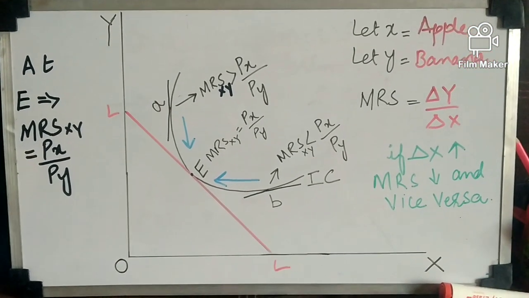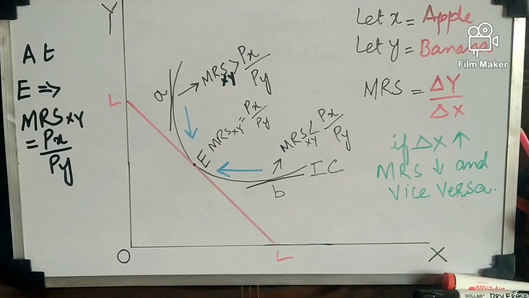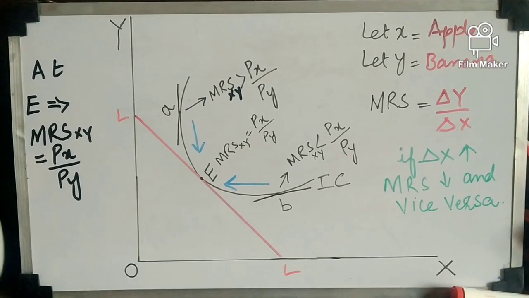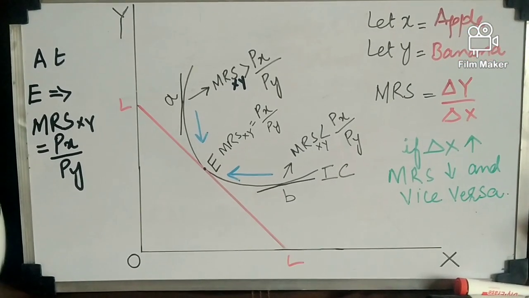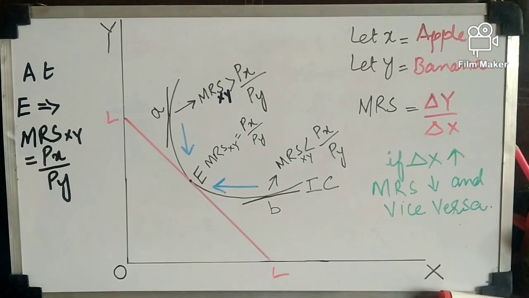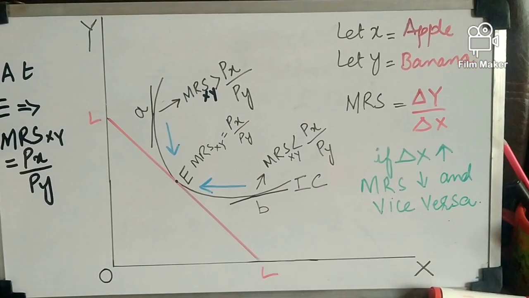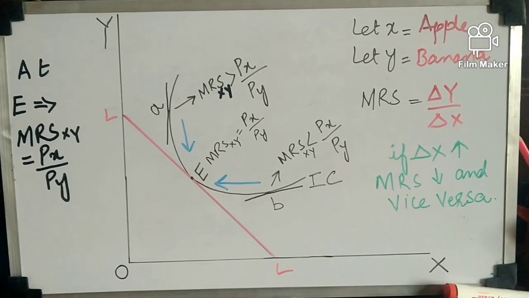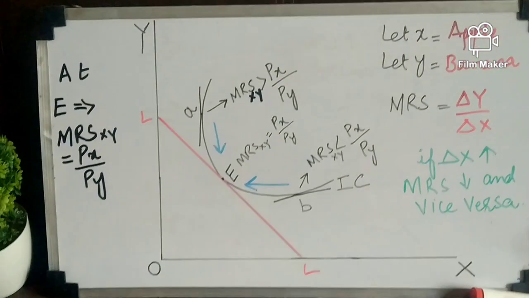It means that the units of bananas which the consumer wants to sacrifice are less to get an additional unit of x than the amount required in the market. It will induce the consumer to purchase less of x. When delta x decreases in the marginal rate of substitution fraction, the whole fraction will increase, and it will continue until it becomes equal to price of x over price of y. So the consumer will move from point B to point E.